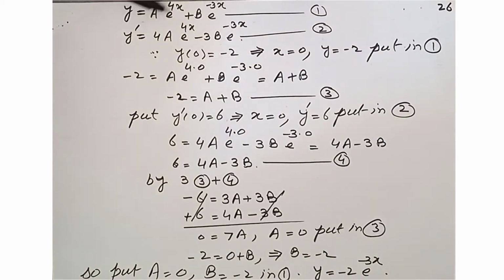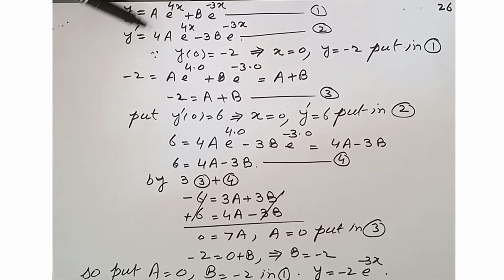Now y equal to a e to the 4x plus b e to the minus 3x. This is equation number 1 and we differentiate this with respect to x. This will become y dash, and derivative of this is 4 e to the 4x into a and derivative of this is minus 3 e to the minus 3x into b. Equation number 2. We apply the condition y 0 equal to minus 2. Here x equal to 0 and y equal to minus 2. Put here in this equation x equal to 0 and y equal to minus 2.